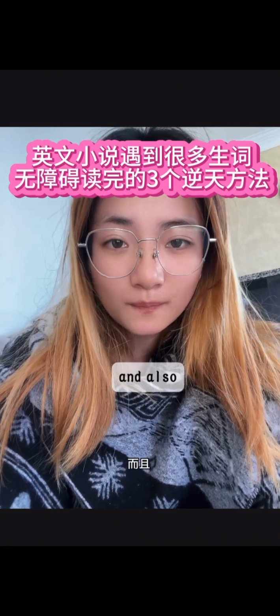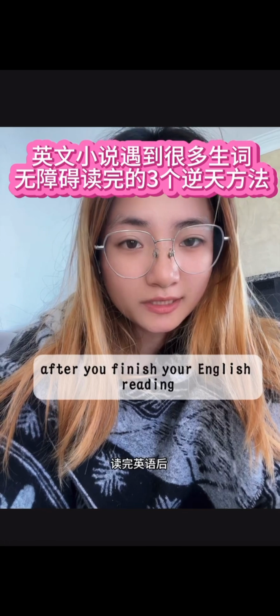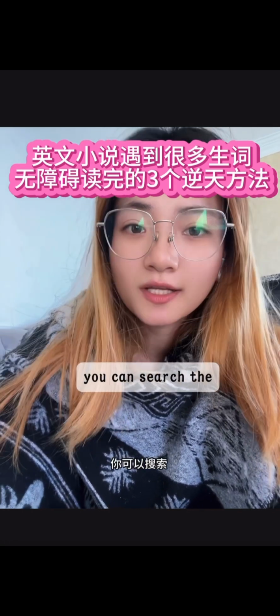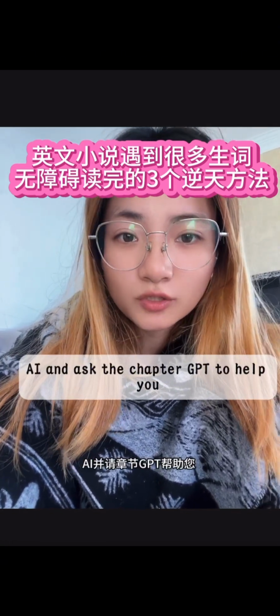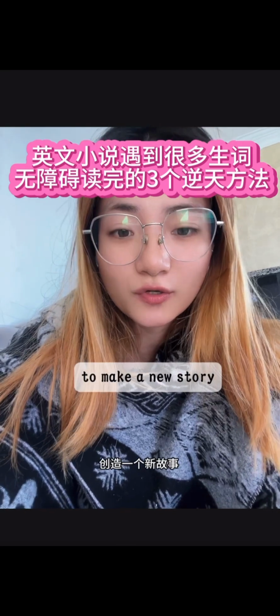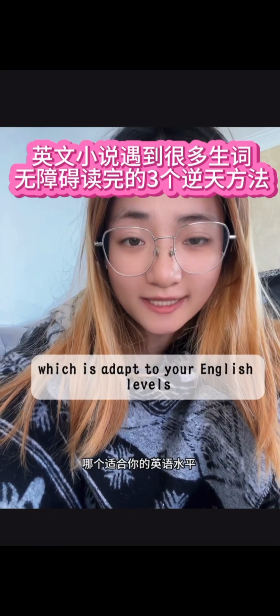And also, after you finish your English reading, you can use AI and ask ChatGPT to help you make a new story which is adapted to your English level.